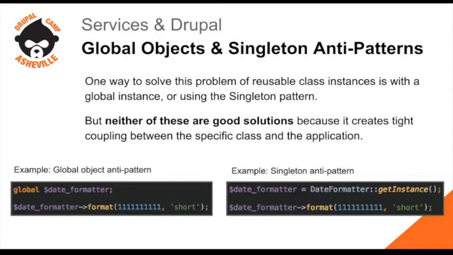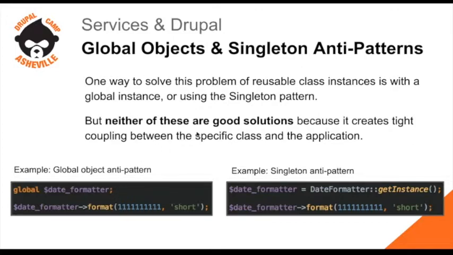But first, let's talk about the problems and how they've been solved in the past in sort of a bad way, I suppose. A really common way to solve this problem is just to make global objects. This is a class you instantiate somewhere in your code, and everywhere else in your code you use the global keyword to pull that class into your current scope and begin using it. So for example, continuing with the date formatter example, if you had a global date formatter object, this is how you would use it.